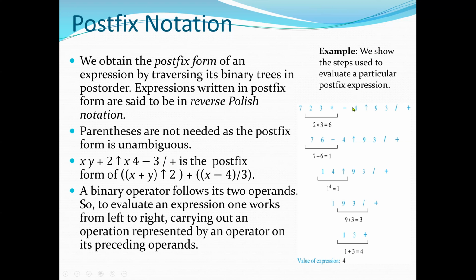Now let's go through this example. Here they say we should show the steps used to evaluate a particular postfix expression. So when we see this value, look at the 2 values before the operator. So first I look at the multiplication, which means the first two values will be 2, 3. So 2 times 3 is 6. And this is what we have now. Next, I can look at the operator again. So it means 7 minus 6.